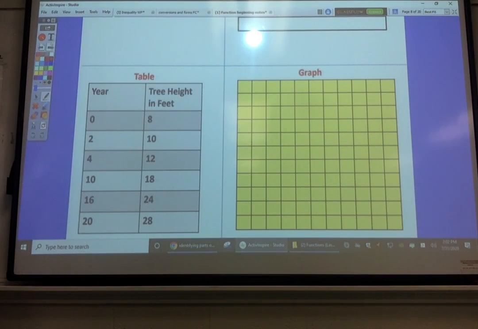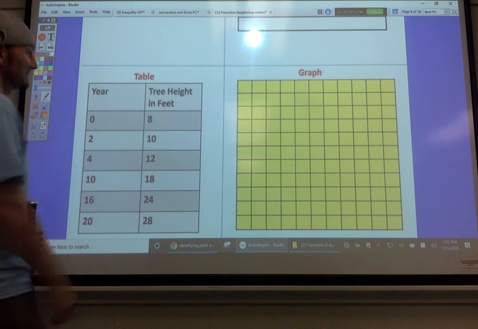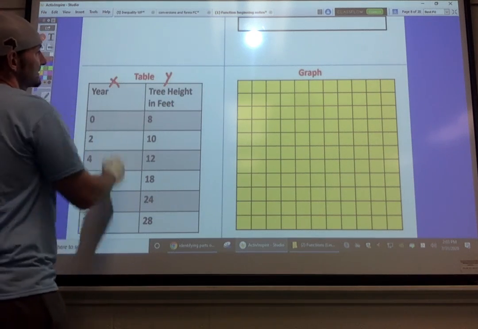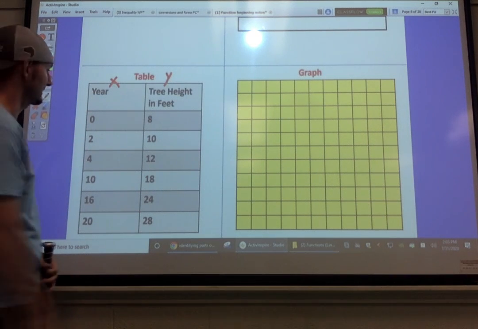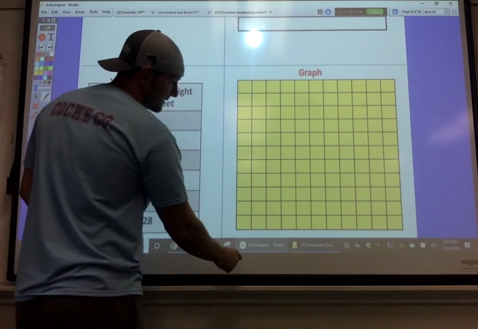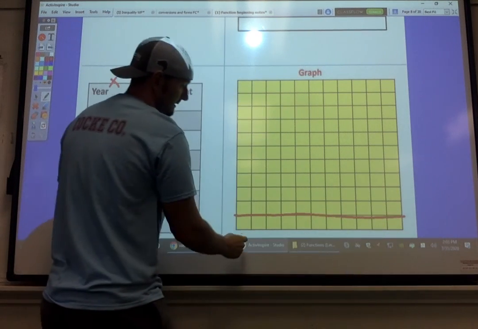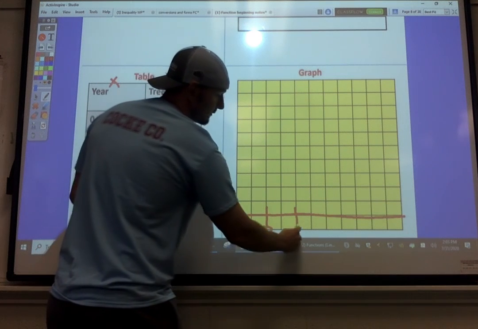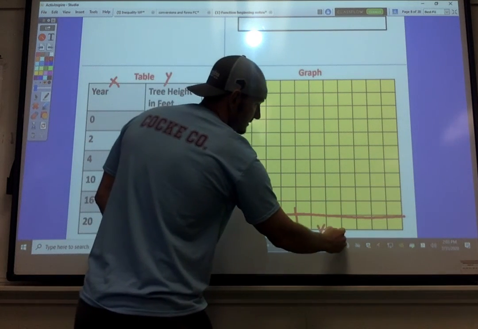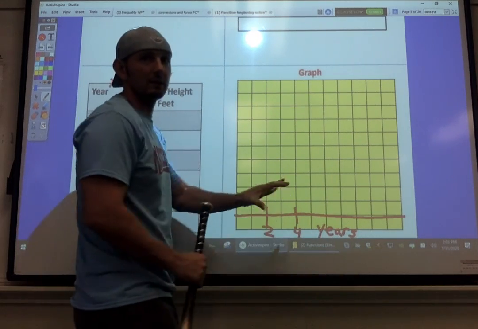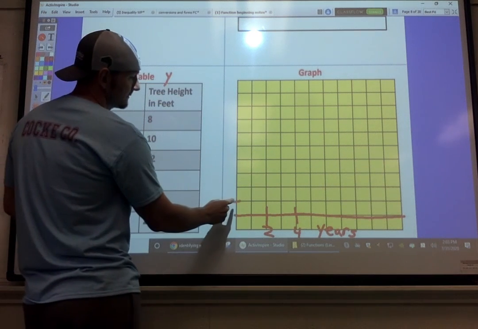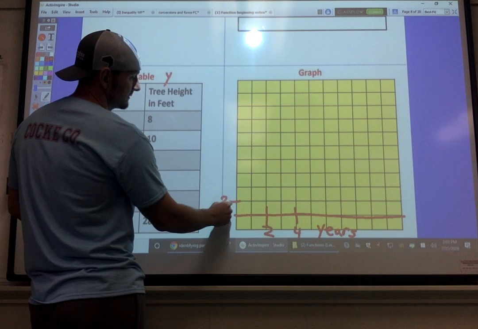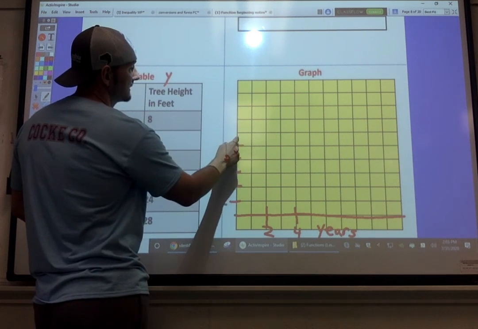I'll do this one. All right, we've got tree height in feet and year. So there's my Y, there's my X. We're going up by 2s here. I'm only going to go through the first 3 just for the graph. So there's my axis. This is going to be my years, because the years is the independent variable. The years are going to tell me how tall it is. They dictate that. And we start at 8. We'll go by 2s: 4, 6, 8, 10, 12.